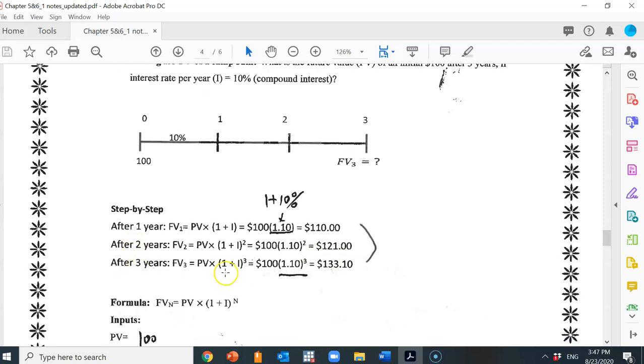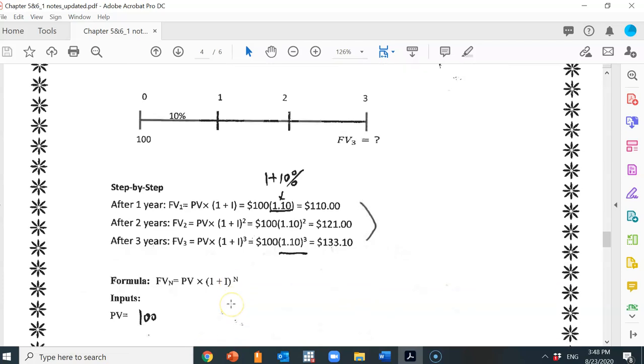After the third year, we have future value 3 as present value multiplied by 1 plus 10% cubed. Okay, so we have $100 multiplied by 1.1 cubed. So we have 133.1 after 3 years. Okay, so this is how we work on this problem step by step. But from this method, we can notice the pattern that the future value at time n is just the present value multiplied by 1 plus the interest rate to the power of n.